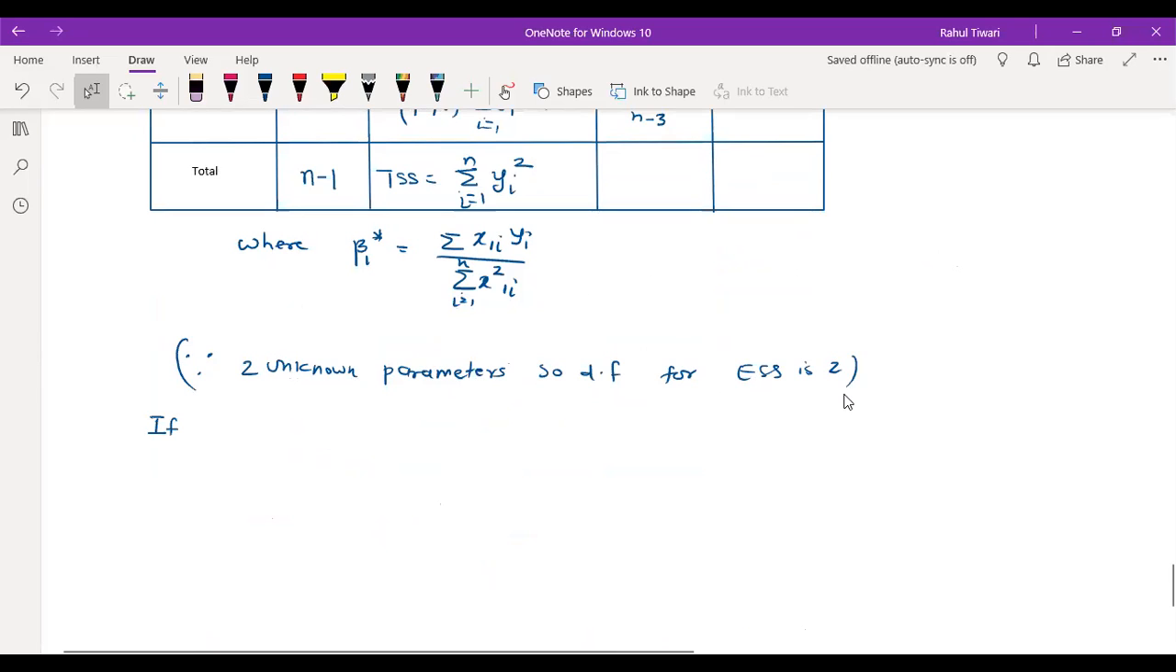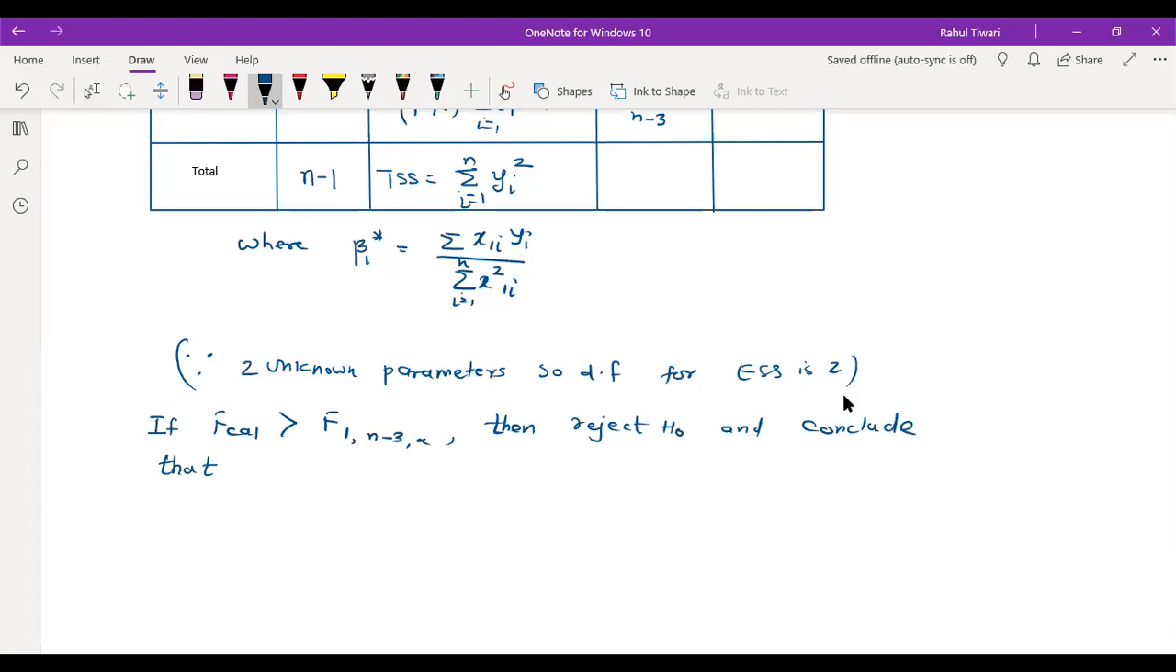If F calculated is greater than F with 1 comma n minus 3 comma alpha, then reject H naught and conclude that the incremental contribution of x2 is significant.